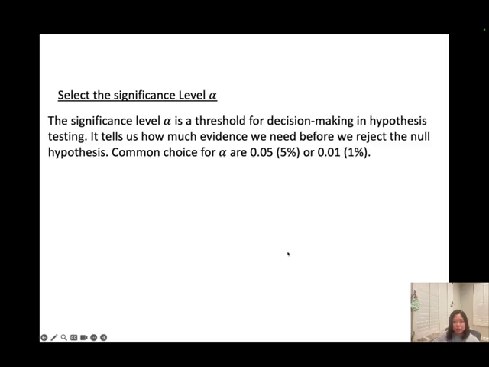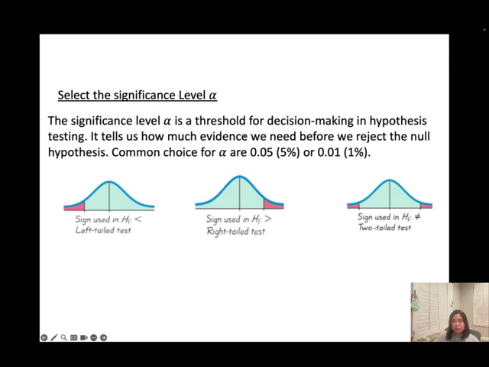select the significance level. Significance level is the threshold for decision making in hypothesis testing. It tells us how much evidence we need before we reject the null hypothesis. A common choice for alpha will be 5% or 1%. We talked about this in the previous chapters when we were constructing the confidence interval. Remember that when we construct the confidence interval, we talk about the critical value, right? And then we have the alpha. For example, we're working on a 95% confidence level.